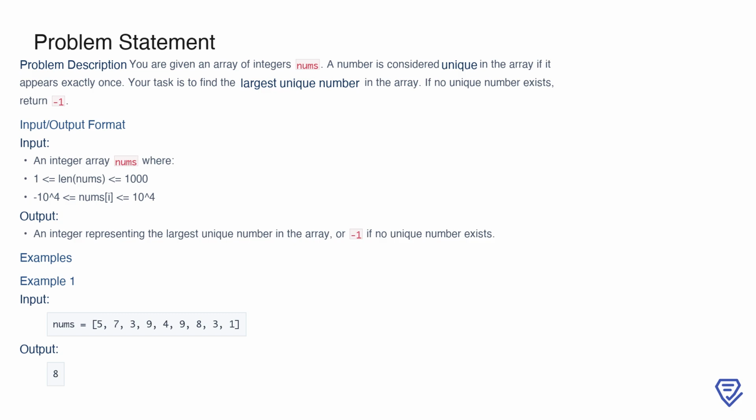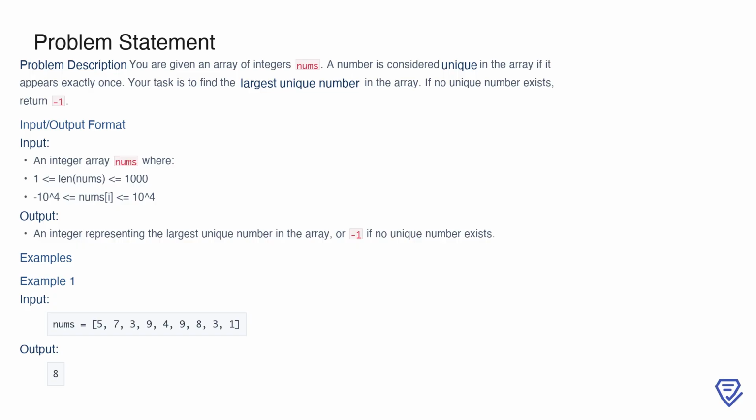Now, looking at the input format, the array nums can have a length between 1 and 1000, and each number in the array can range from -10,000 to 10,000. The output will simply be an integer, either the largest unique number or -1 if no unique value is found.